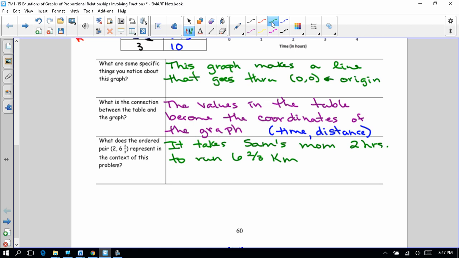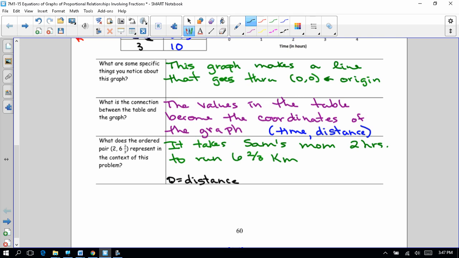And then I'm going to add a little piece to this. I'm curious if we could write the equation to calculate the distance for any distance that she races, because we're going to assume that she goes at a constant rate. So let's write an equation. I'm going to use D for distance.